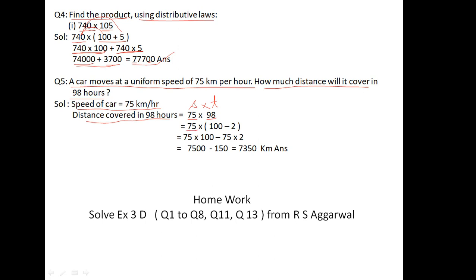75, and 98 we can write as 100 minus 2. Now 75 multiplied by 100 will come 7,500. Now 75 multiplied by 2 will come 150. When we subtract, it will come 7,350 kilometers.